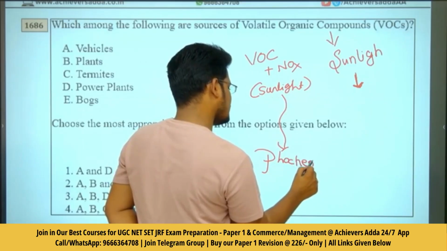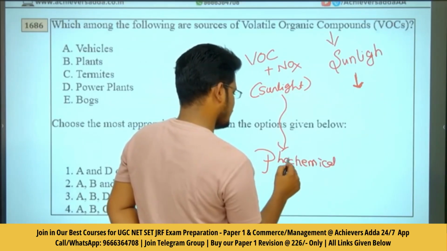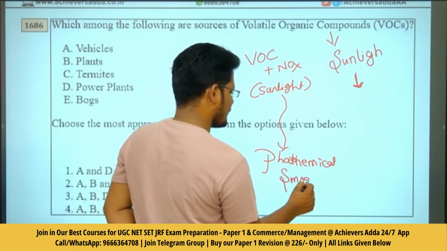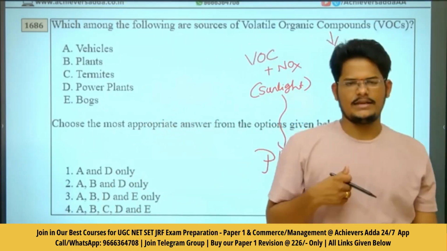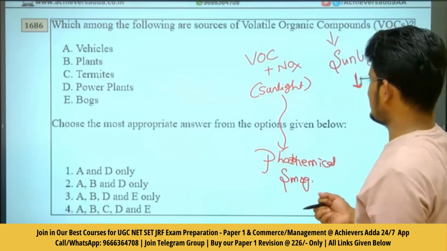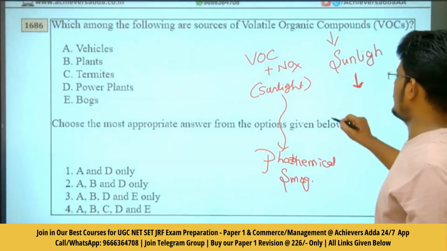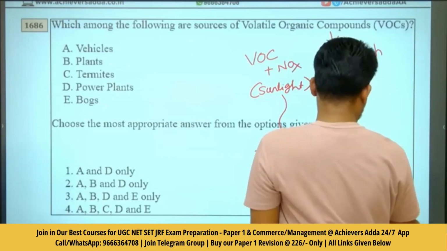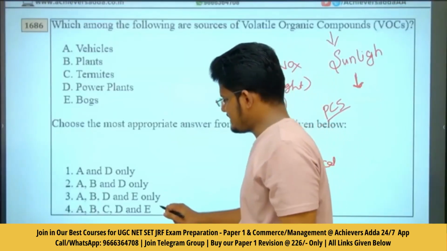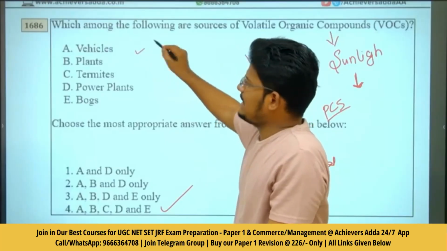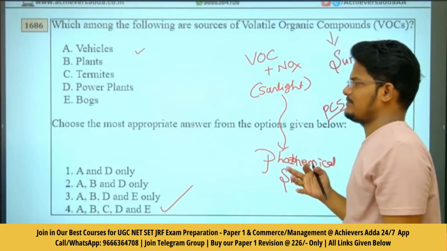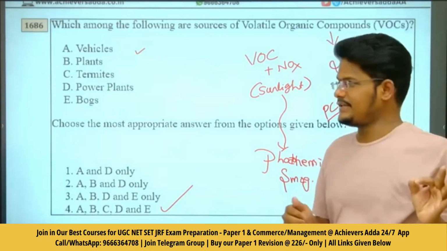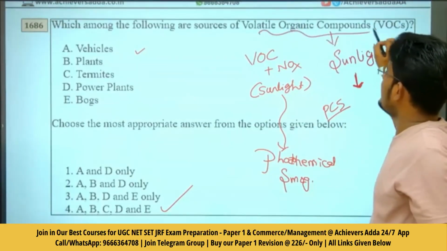This is the most repeated previous year question. Photochemical smog, not fog. So when VOC plus NOx in the presence of sunlight, it will form photochemical smog, PCS. Now in this, volatile organic compounds are from option 4, that is A, B, C, D. All vehicles, plants, termites, as well as power plants, bogs, everything is releasing the air pollutant VOC. This is a primary air pollutant.